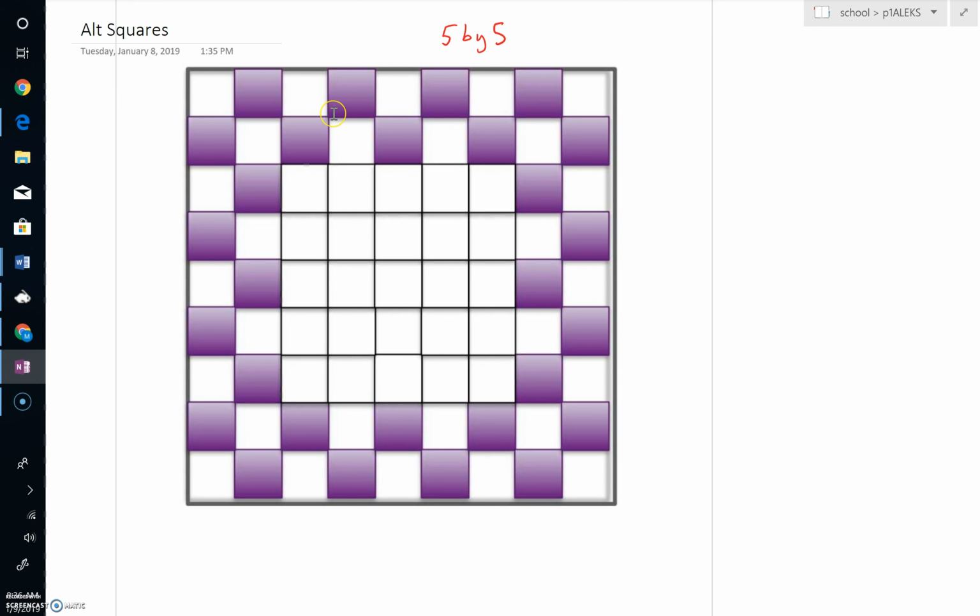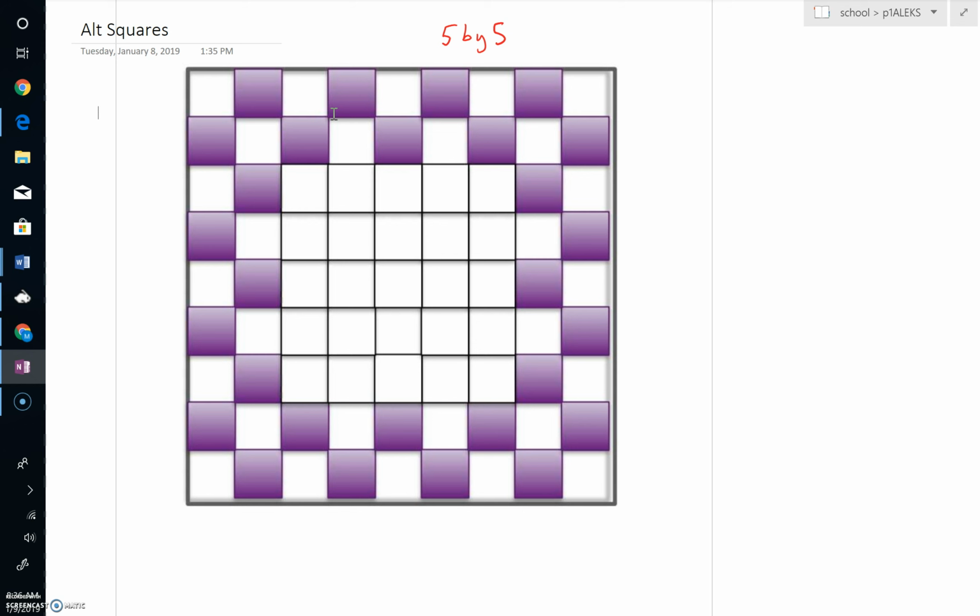Okay, we're starting something very different in Algebra 2. We're jumping into arithmetic and geometric sequences, which really work quite a bit with different types of patterns. And really, this is a pattern recognition problem.